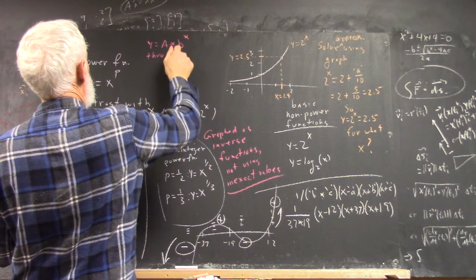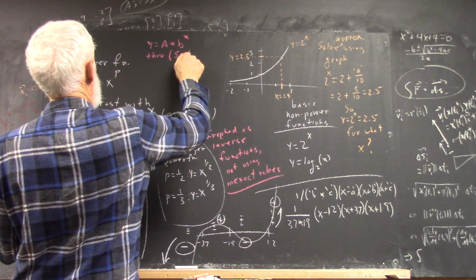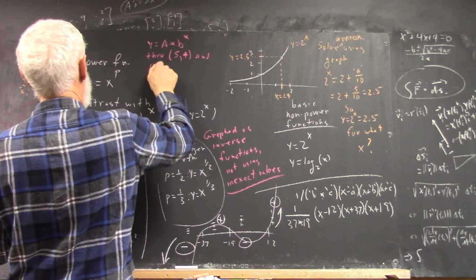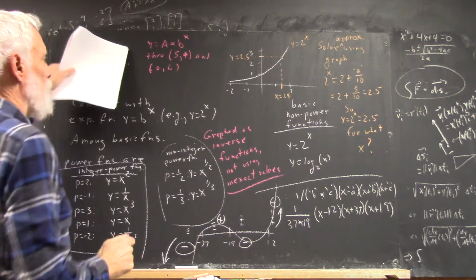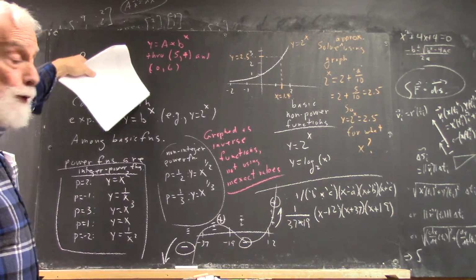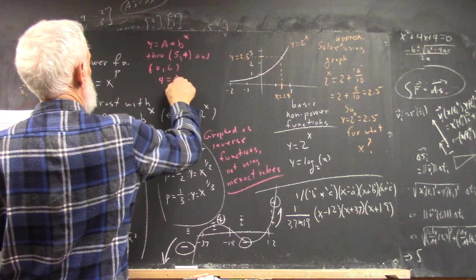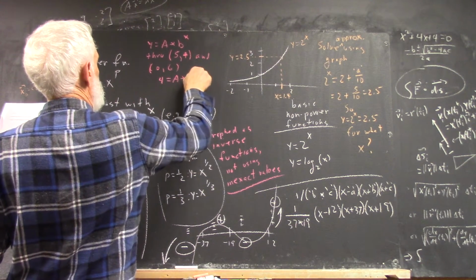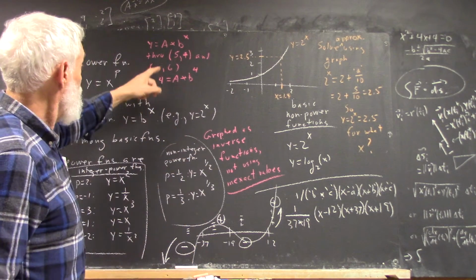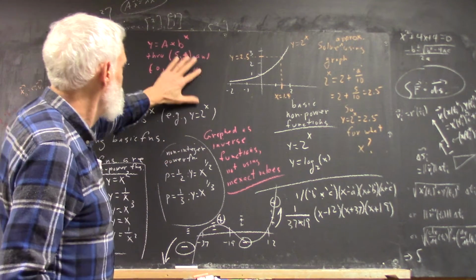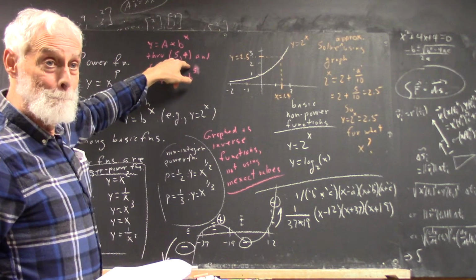Okay, it's a times b to the x, again. If the graph of this thing goes through these 2 points, then y equals a times b to the 5th. Would you agree? Because when x equals 5, y is supposed to equal 4, right?